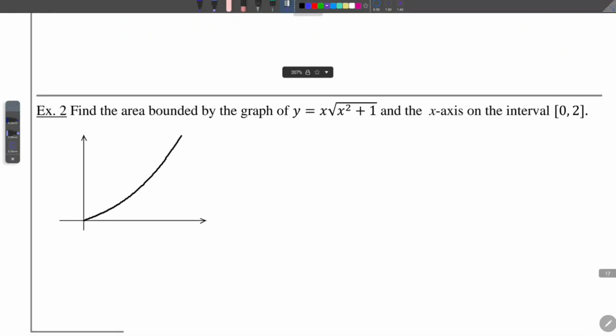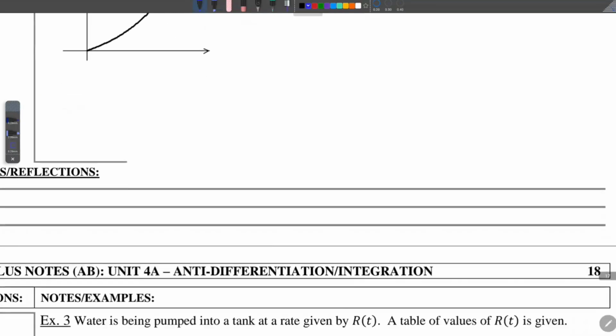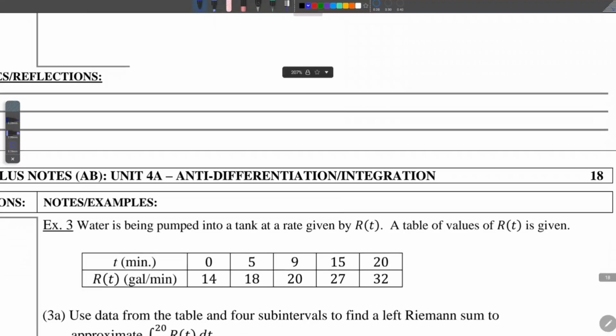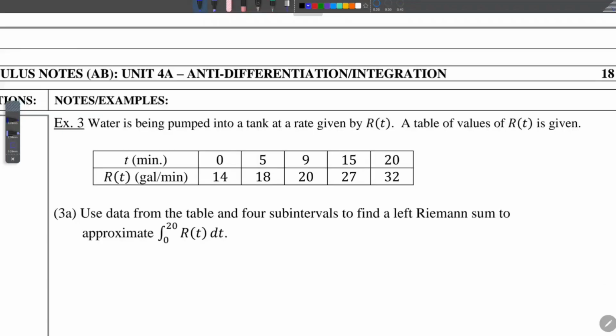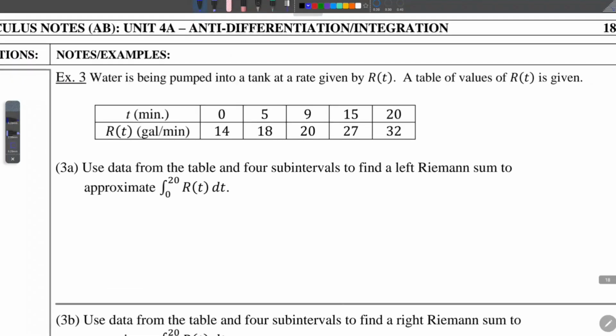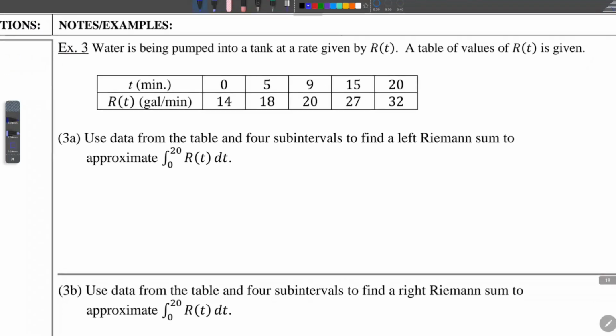I want you guys to do example 2 on your own and check your work. And then I want you to do example 3 on your own, 3A and 3B. This will be good, right, because we have a test coming up. The thing I want you to remember is notationally, I know it says it right there, you have to include this integral from 0 to 20 of r of t dt. And so you have to include this. This is typically 1 point, right?